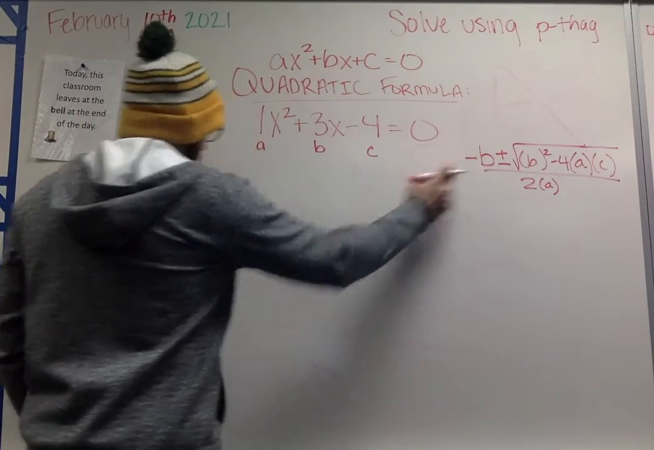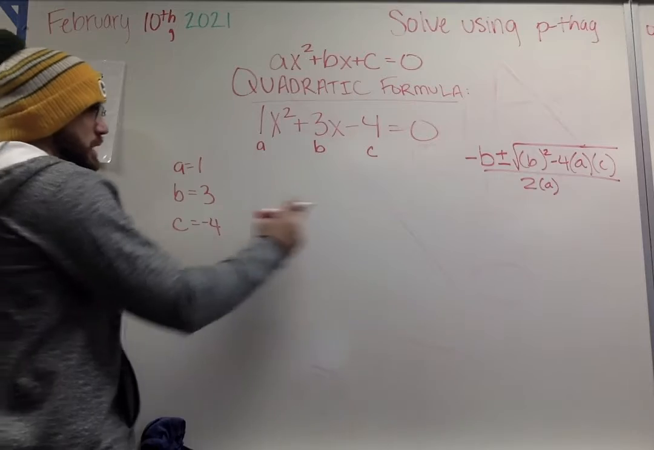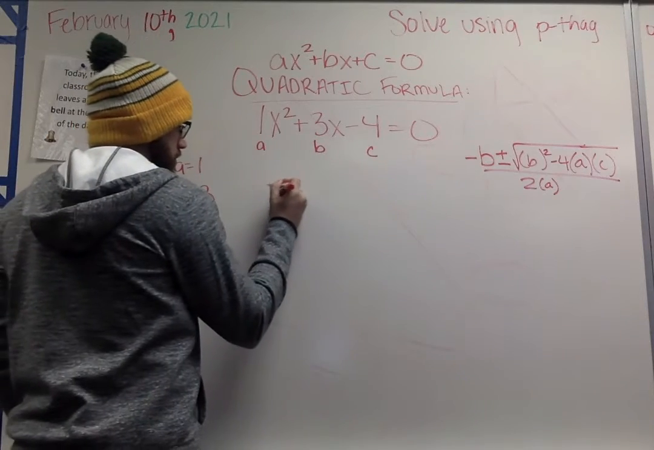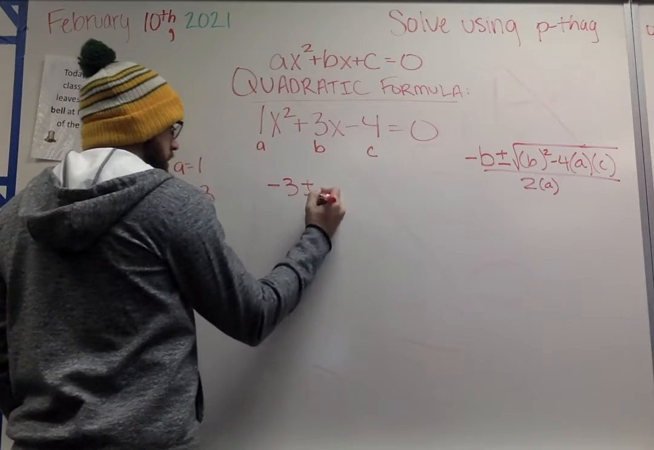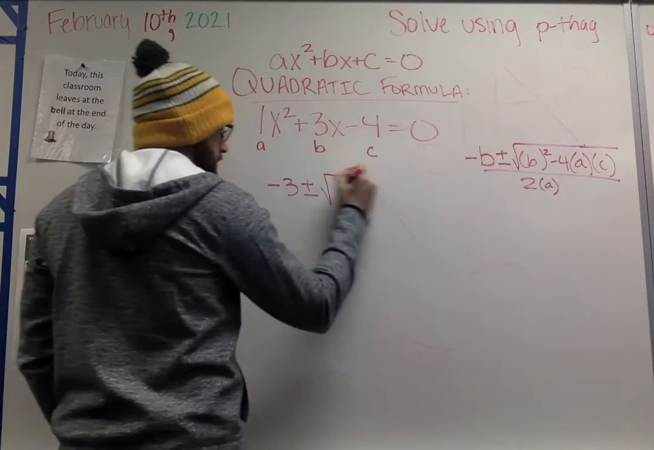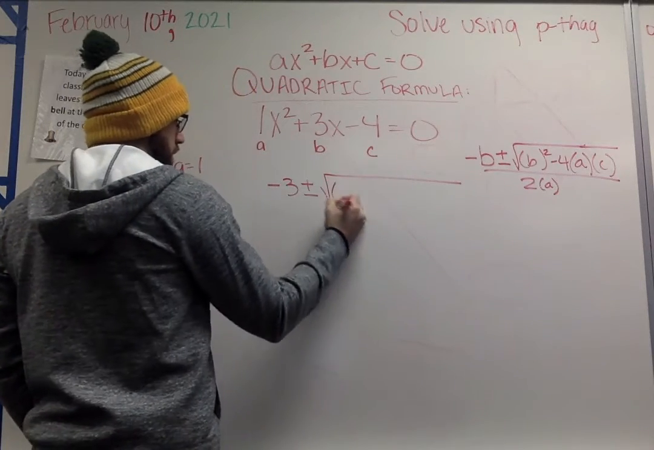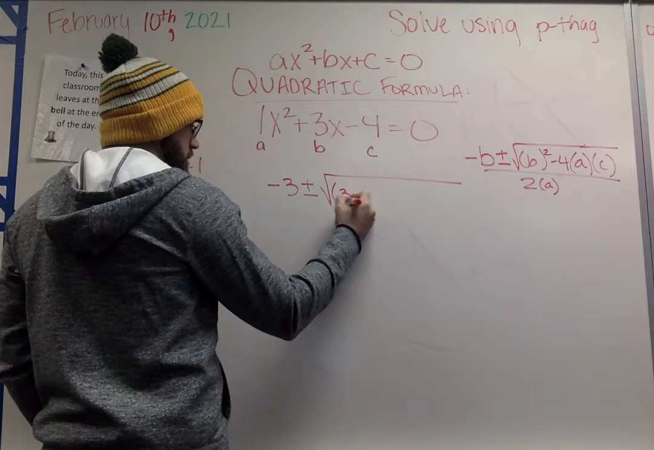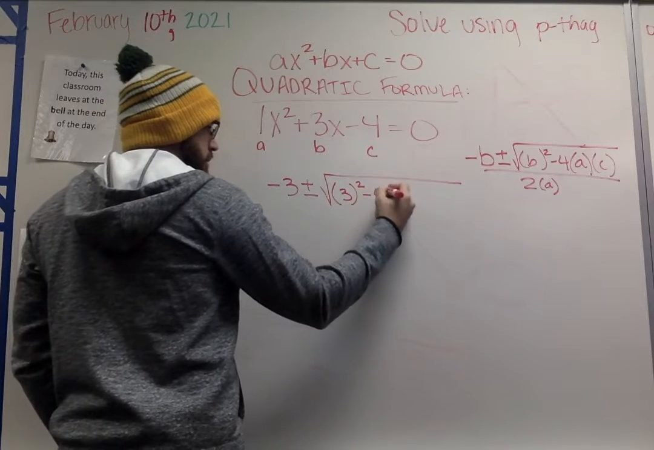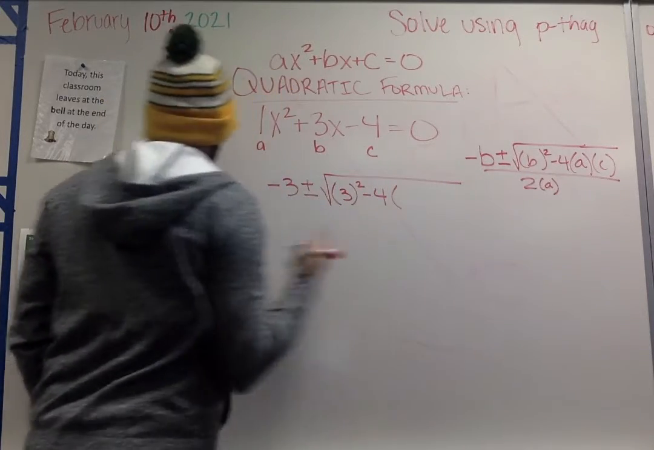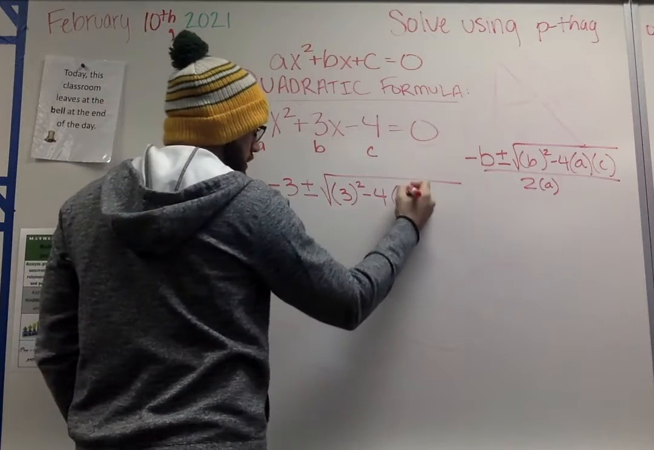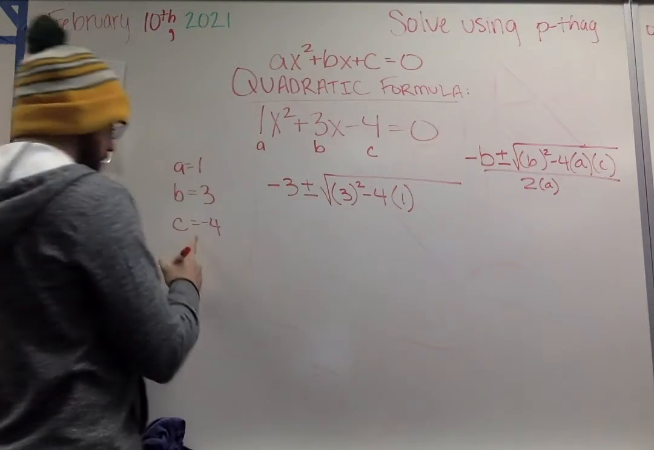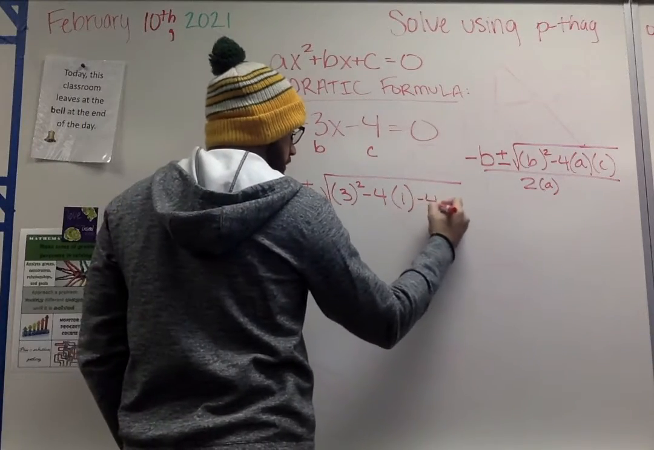Okay? So then here I have opposite b. So b is positive right now, so opposite b says we're going to make it negative. So I've got negative 3 plus or minus. Under the radical, I have my b value, so it's 3 squared. Minus 4. Our a here is a 1, so I plug in a 1. Our c here is negative 4, so I put negative 4.